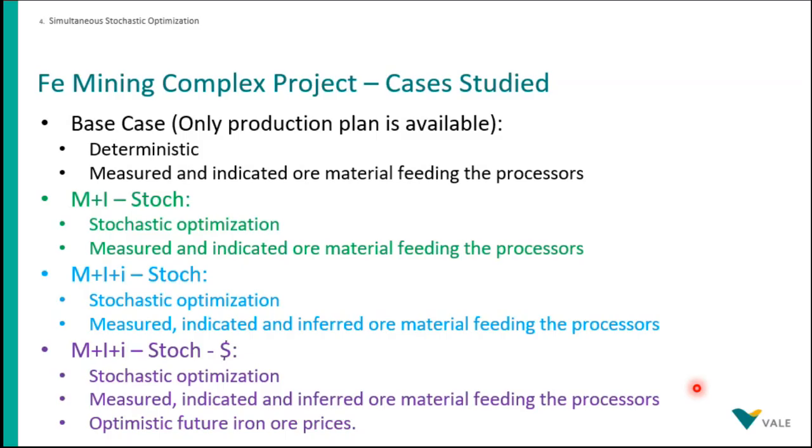So we studied a few cases. We had access to the production plan of the deterministic, but we don't have the full schedule, so we're just going to be comparing against the numbers reported by the deterministic. We didn't run a risk analysis on it. Moving forward, we had three different stochastic optimizations. For the first one, in green, we optimized the whole value chain, but only used what was initially characterized as measured and indicated to feed the processor.